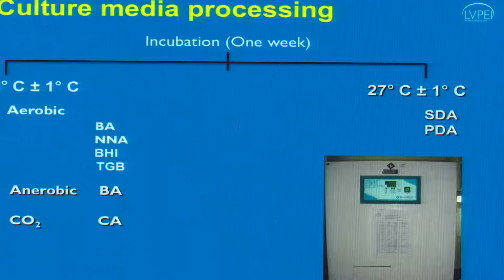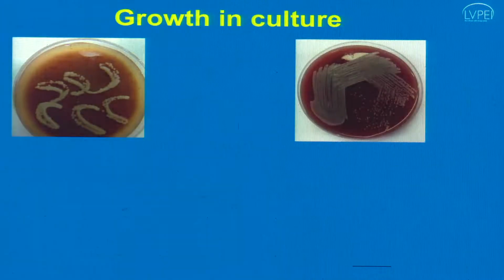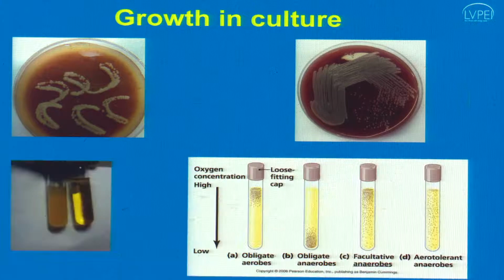So what do we do in the laboratory? Different incubation temperatures are mentioned here for different media and different methods of incubation. This is how the growth looks. On solid media, you can see in every inoculation that you have made a large number of growth. This is definitely very, very significant. Whereas in liquid media, it is just the turbidity.